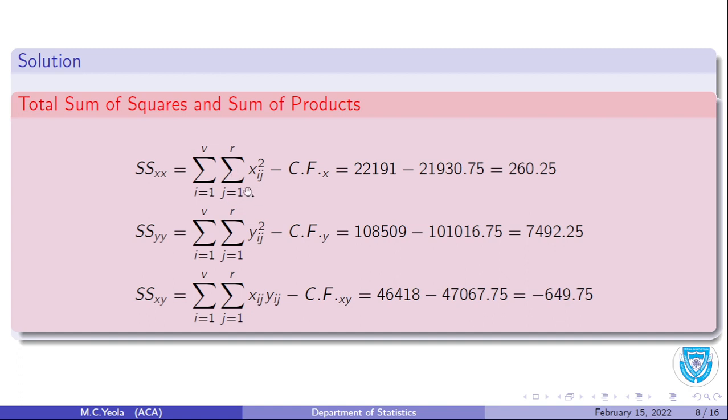Every time, the total sum of squares is the same in every design, that is double summation xij square minus cfx. Similarly, ssyy is double summation yij square minus cfy, and ssxy is double summation xij yij minus cfxy. So how to get this? You have this idea.